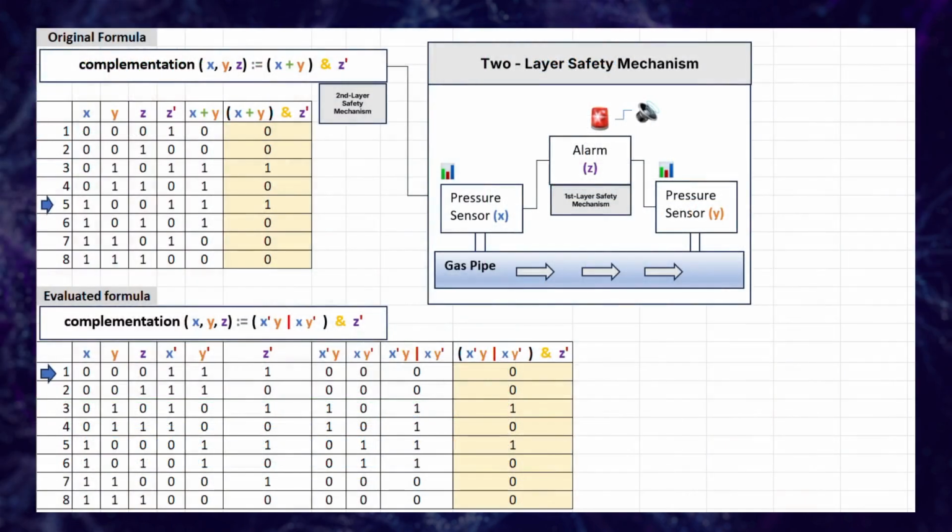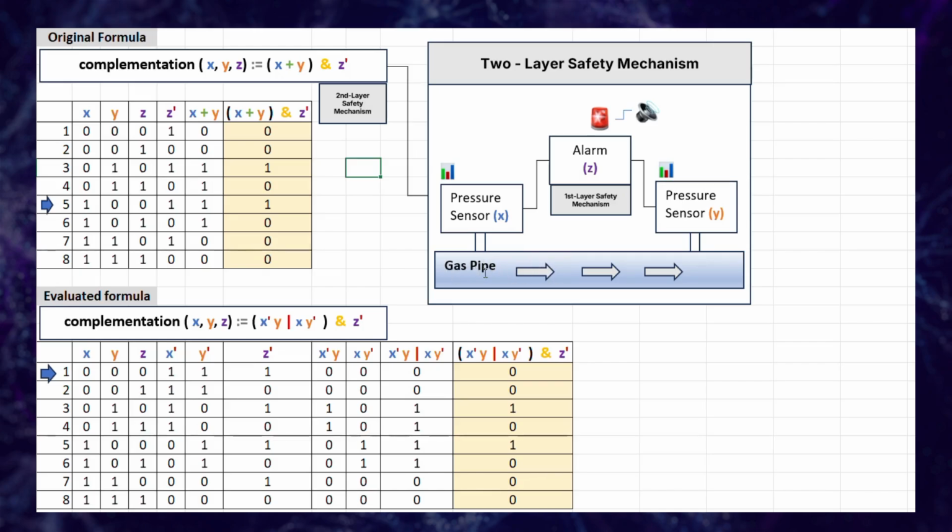Okay, so I have thought of a real life situation where we can use this formula. On real life situation, this is what I proposed. So this is a two-layer safety mechanism. So let me tell you about this one first.